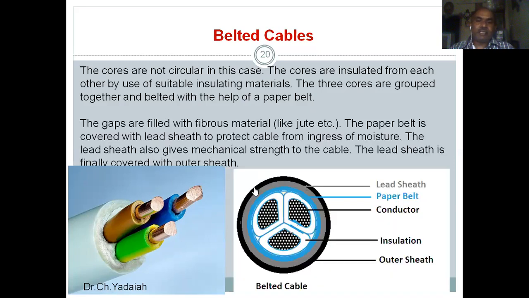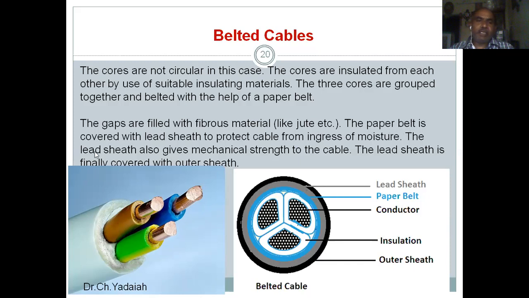Now you can see the cross section of the belted cable. This is the core. This is the insulation material. This is the paper insulation, the paper belt, and this is the lead sheath, the metallic lead sheath, and this is the serving. This is a cross section. The gaps are filled with fibrous materials like jute, so jute materials are provided inside the cables.